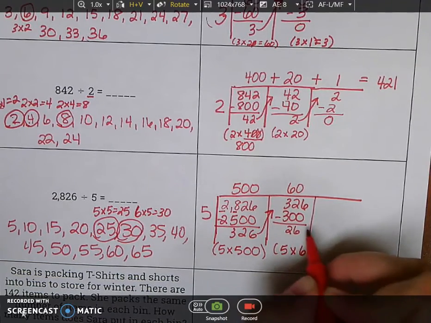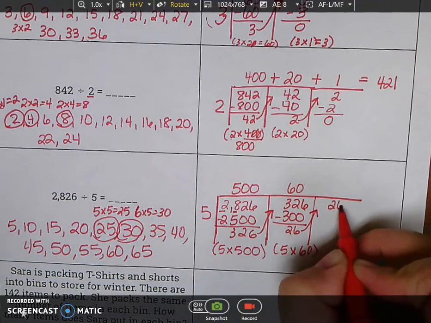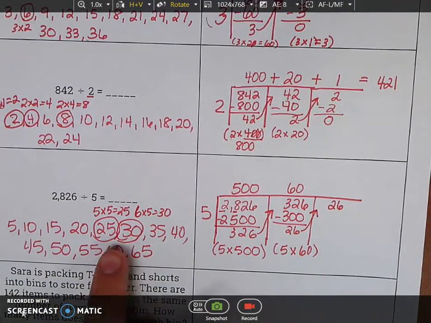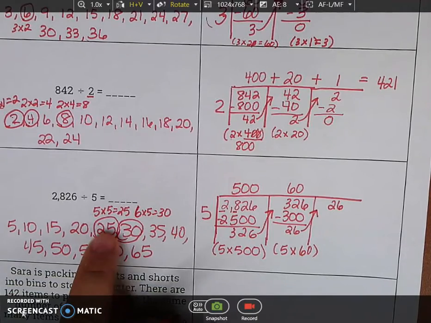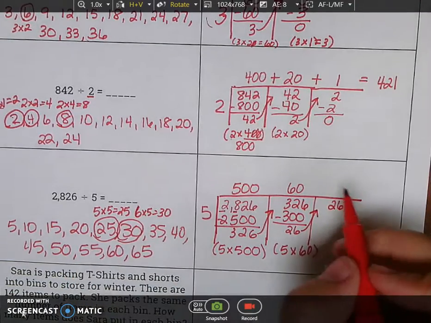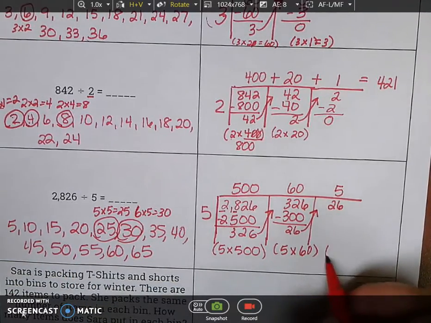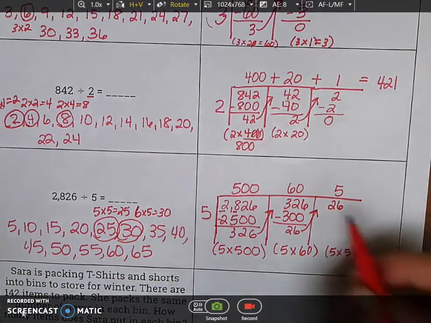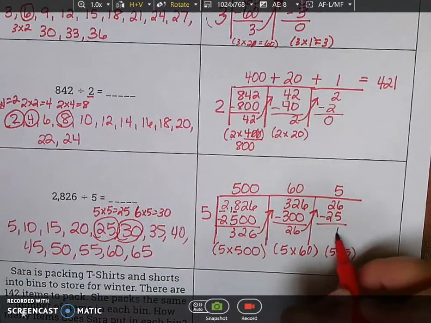Subtract. Bring up to that next column. I'm left with 26. How close can I get to 26 without going over? That would be 25, which we've already figured out is 5 times 5. So 5 times 5 is 25, and I'm left with 1.